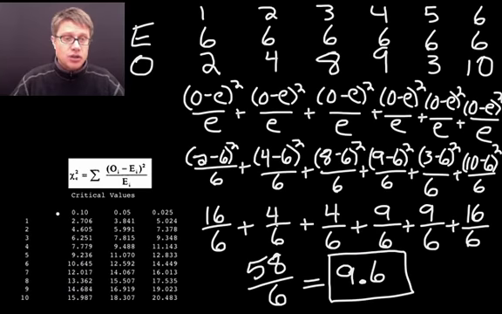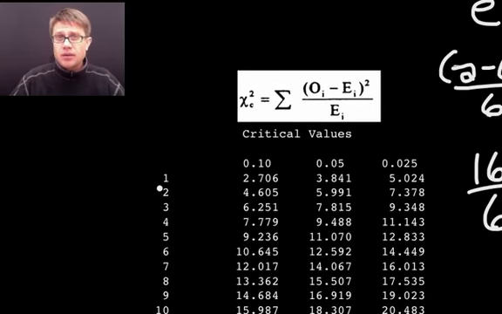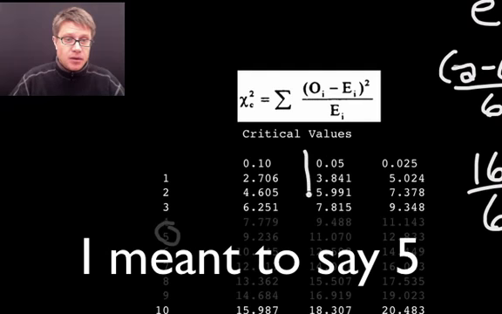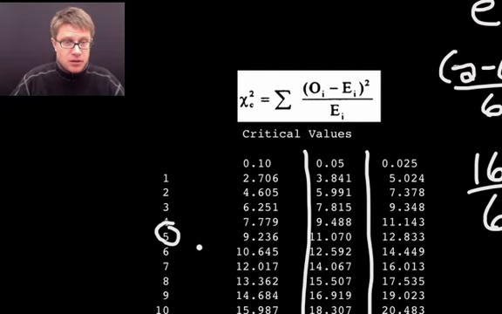So now we got to go over here to our chart. And so first of all, we have to figure out how many degrees of freedom do we have. Well, since there are 6 different outcomes, and we take 6 minus 1, so we've got 5. We're in this column of the 0.05 right here. So if I read across, our critical value is 11.07.